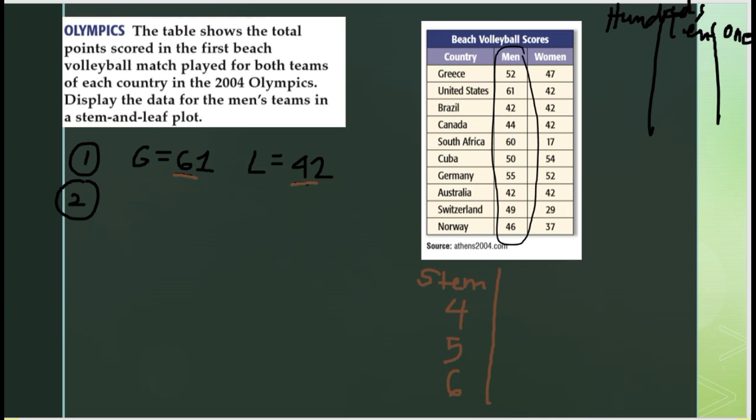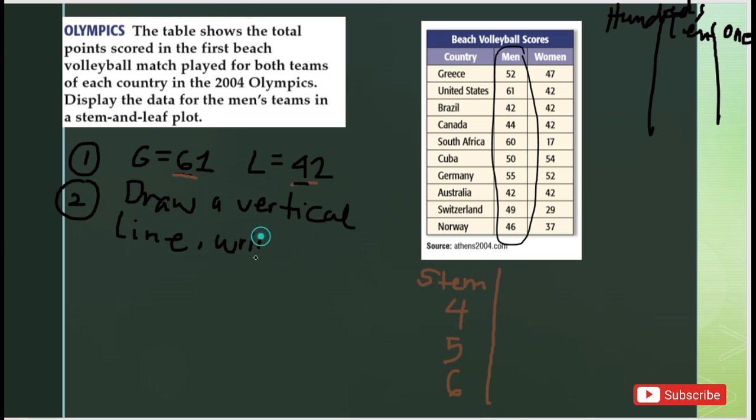After that, you will continue. That's the second step: draw a vertical line and write the stems. I write the stems. So draw a vertical line, which I already did. Draw a vertical line, and then write the stems.